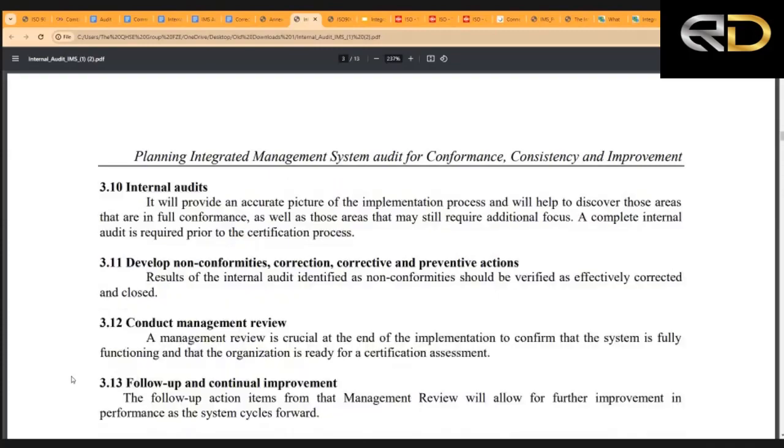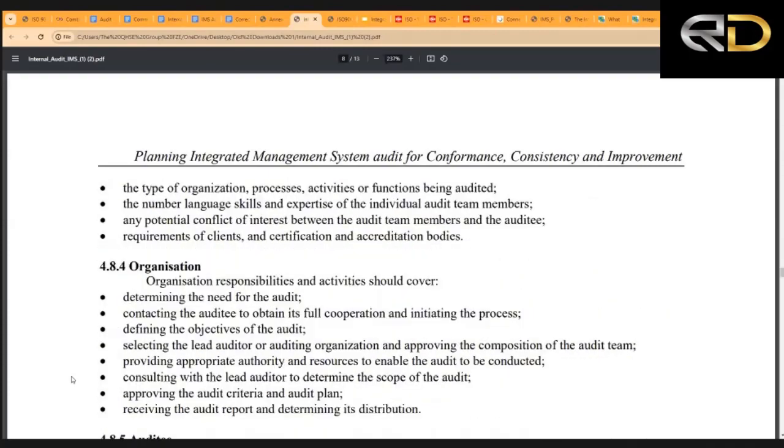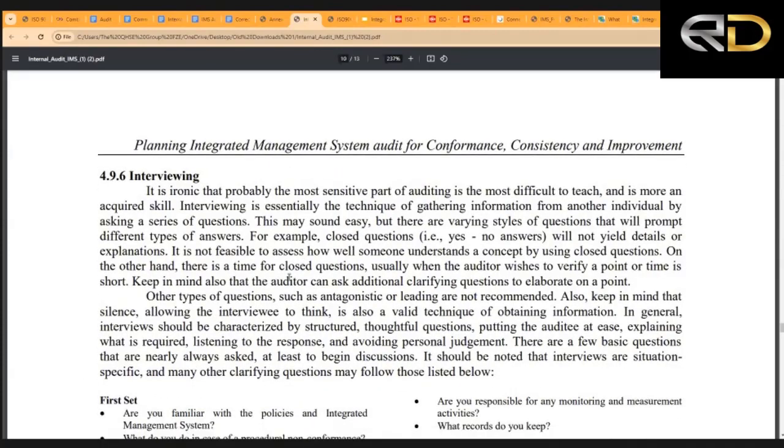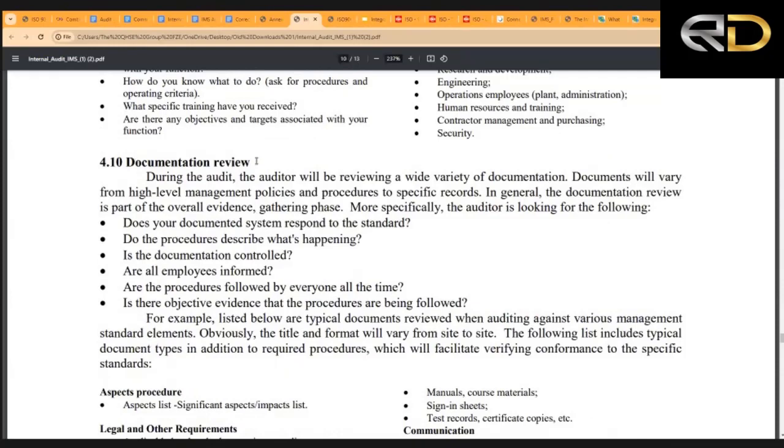You are looking for and you look at, all right? So you just scroll down right here, and then you go to this section. More specifically, as an auditor, this is what you're looking for. So you look for, does the documented system respond to the IMS, okay, the Annex SL?